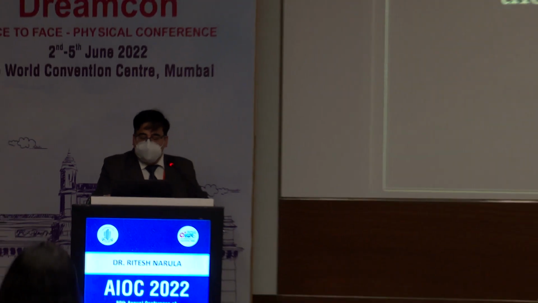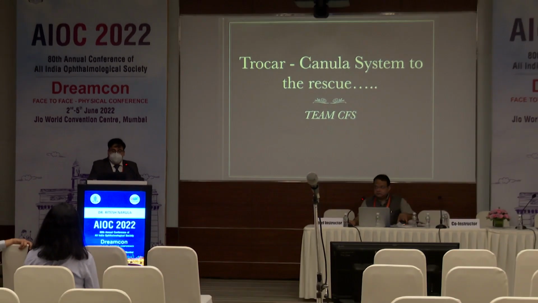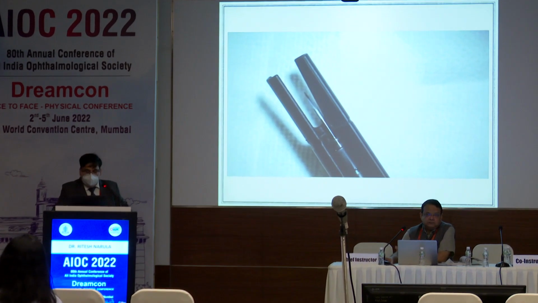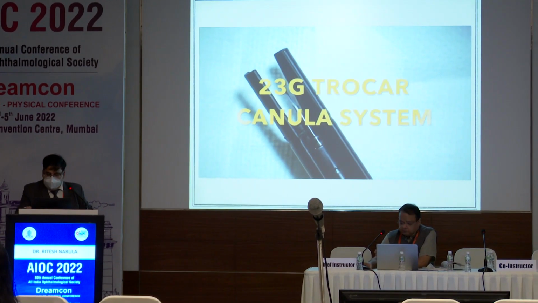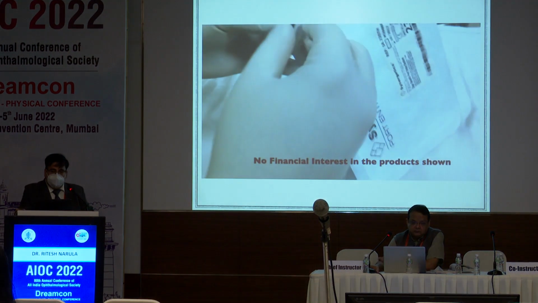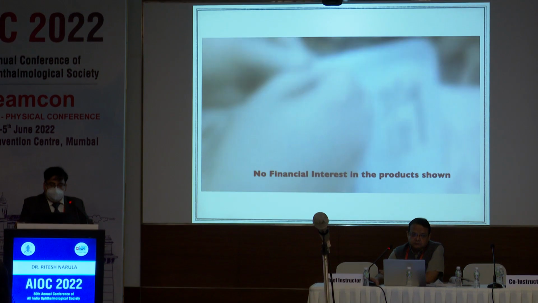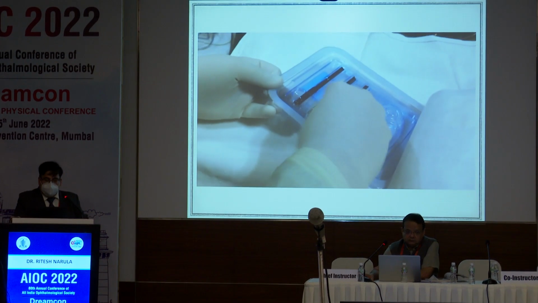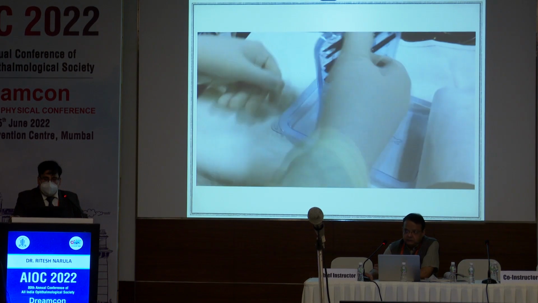Yeah. So the hero of this instruction course is our trocar cannula system, which comes to the rescue, especially in the initial few techniques that we are going to be showing. The 23-gauge micro-incision trocar cannula system forms the backbone of this instruction course. It is imperative to understand its components and usage to fully utilize the tricks shown in the subsequent videos.